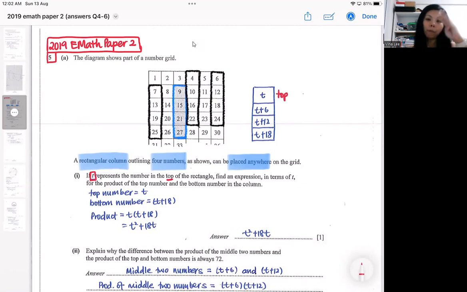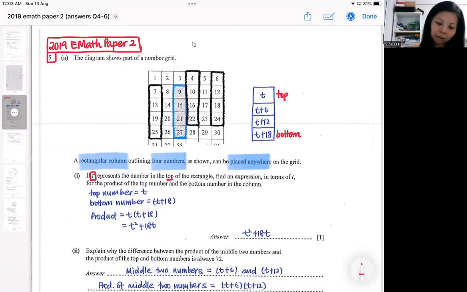So imagine you've got 4 boxes. T will be on the top. Your job is to find an expression for the product of the top number and the bottom number. First of all, you must see a pattern. This question is partly number pattern. You've got to see the pattern. What's the pattern between the top and the bottom number? And you've got to investigate a few rectangular columns.